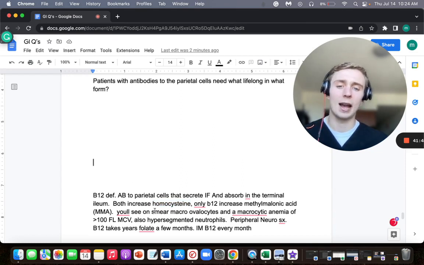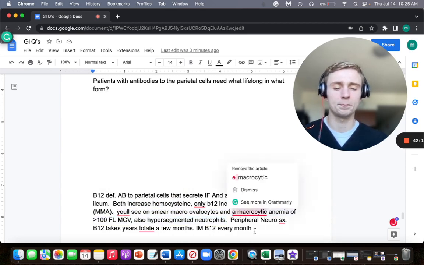On smear, you'll see macro-ovalocytes and a macrocytic anemia with an MCV of over 100 femtoliters. So again, on smear, macro-ovalocytes and a macrocytic anemia of over 100 femtoliters, and also hypersegmented neutrophils. So they have all these findings in B12 deficiency anemia.